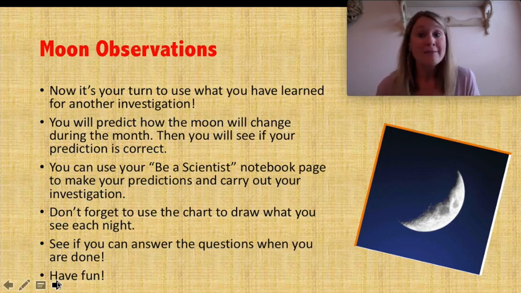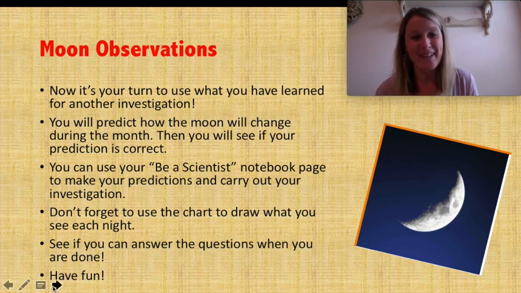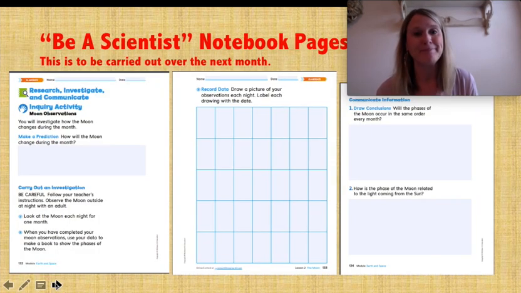And most of all, as a scientist and astronomer, have fun, because that's the most important part, right? And I'll be doing this with you. I'm excited. So these are what the pages look like, the Be a Scientist notebook pages. There's a little inquiry activity. It says you will investigate how the moon changes during the month. We talked about that. You get to make a prediction first about how the moon will change during the month.